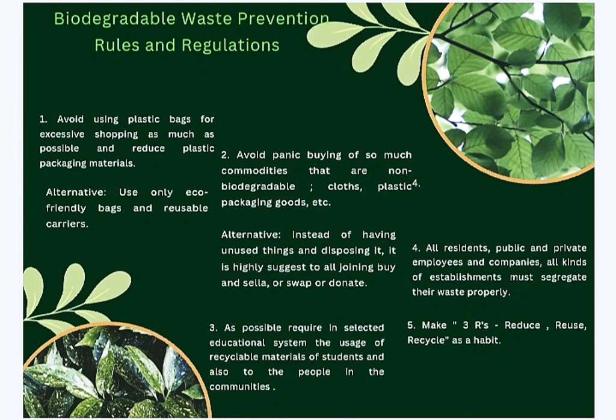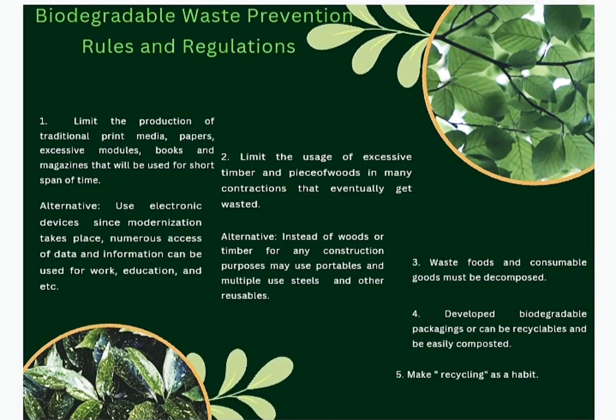Many people don't want to recycle things that are already disgusting. They're already wasted and have dirt. That's why it's necessary to make a segregation of the waste. So the next one is for biodegradable waste prevention rules and regulation. The number one is to limit the production of traditional print media, papers, excessive modules, books, and magazines that will be used for a short span of time.